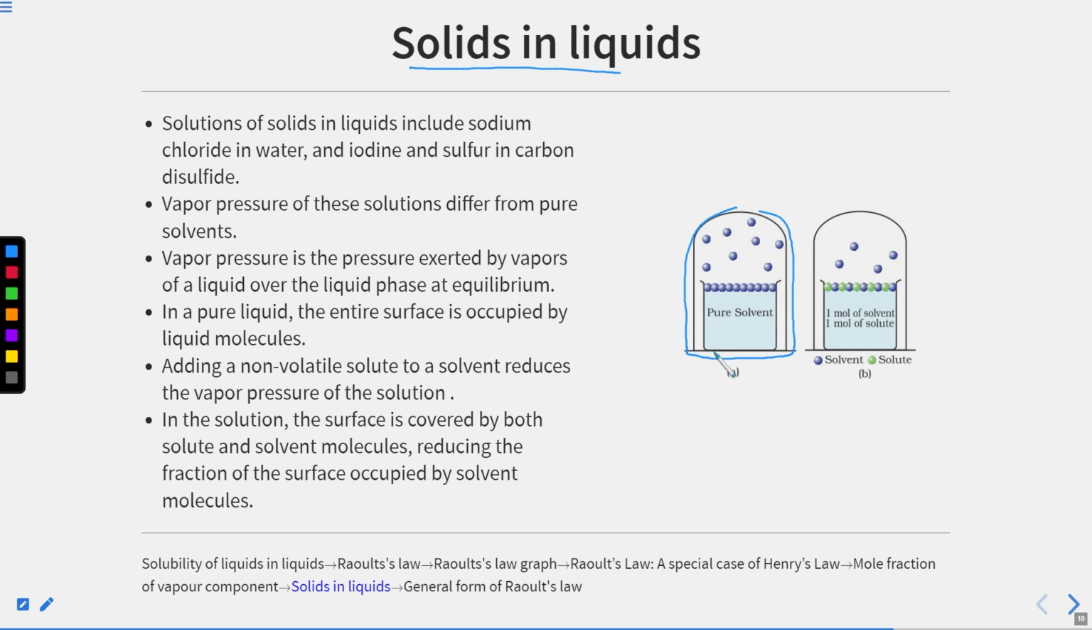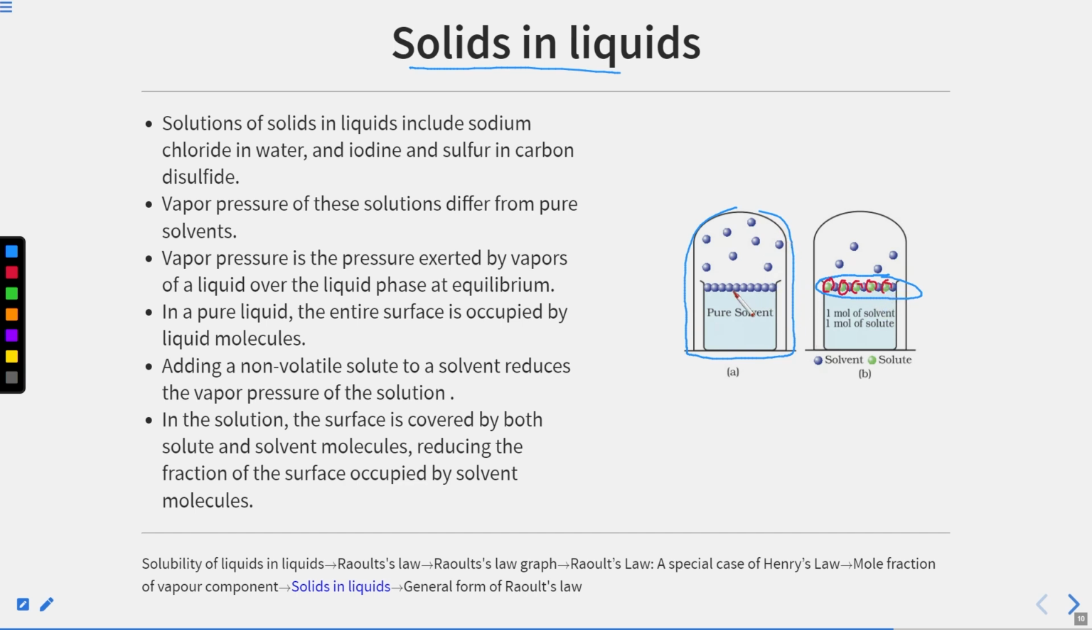Now what we have done is add a non-volatile substance to this solution, which gives this kind of scenario. You can see very clearly we have a non-volatile solute, that is solid, and we have a volatile liquid solvent. Now it has occupied some of the positions here. Whether you say this position or this position or this position, now they are occupied.